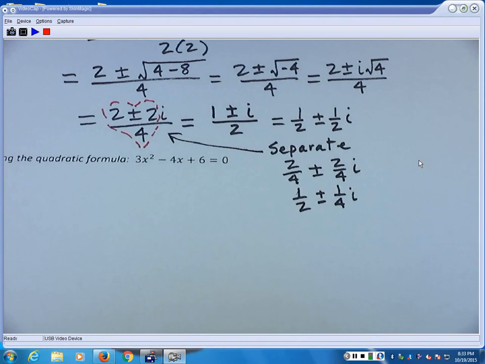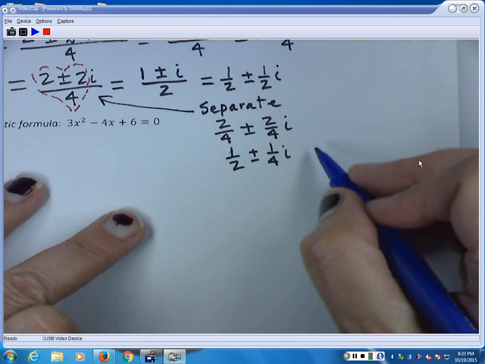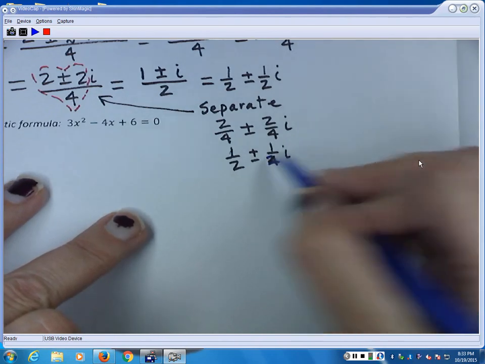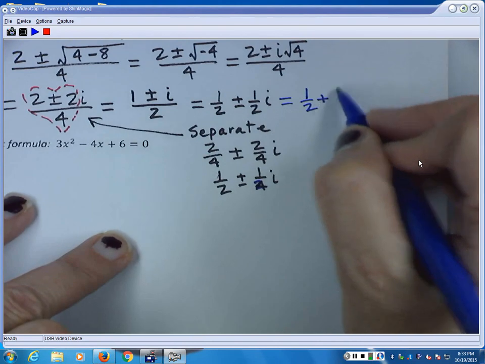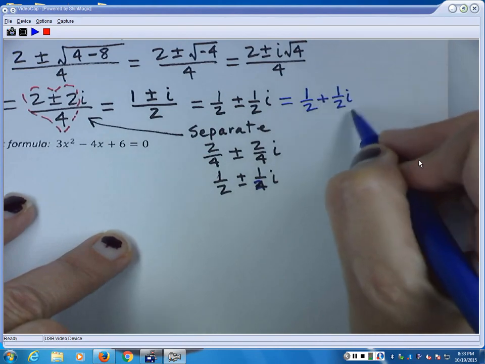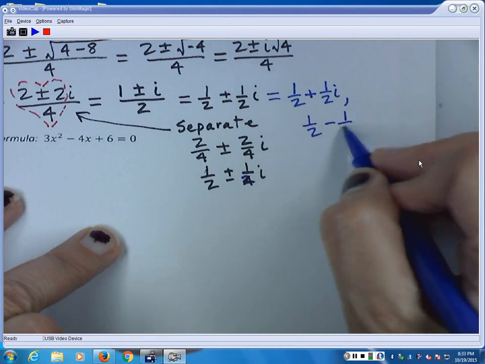So I guess you could have just separated it there if you didn't want to do the little heart thing, but they're separate terms. Now, that's your answers in MyMathLab. You will type them in as 1/2 plus 1/2 i, comma, and 1/2 minus 1/2 i.